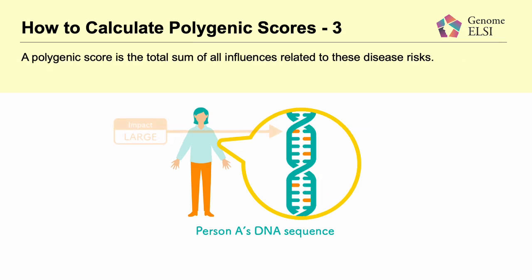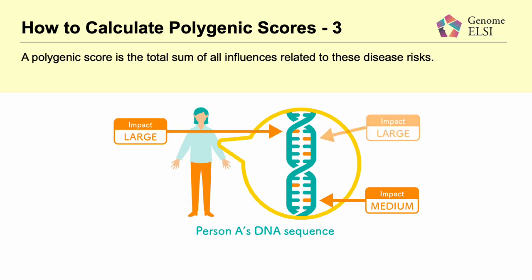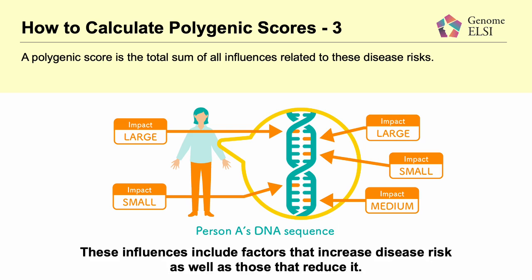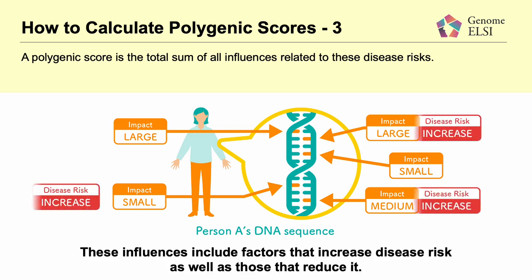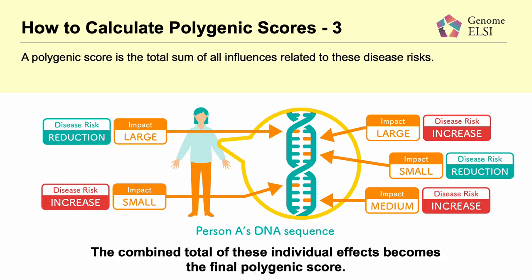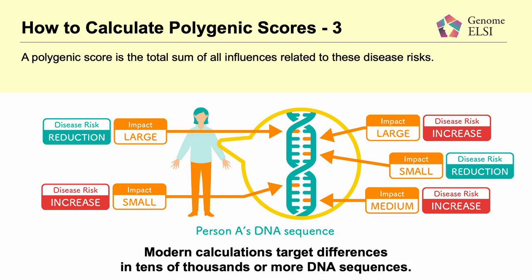A polygenic score is the total sum of all influences related to these disease risks. These influences include factors that increase disease risk as well as those that reduce it. The combined total of these individual effects becomes the final polygenic score. Modern calculations target differences in tens of thousands or more DNA sequences.